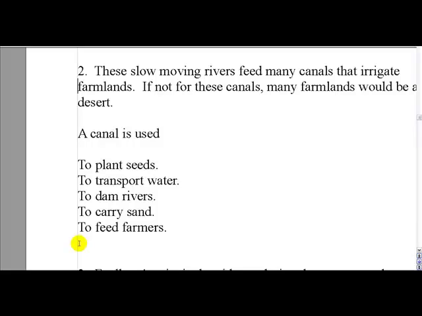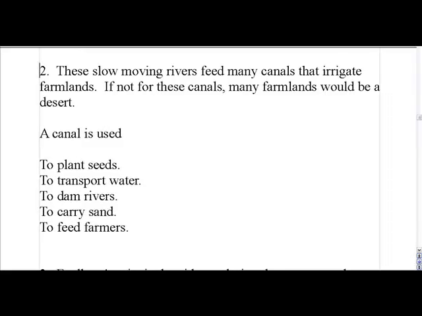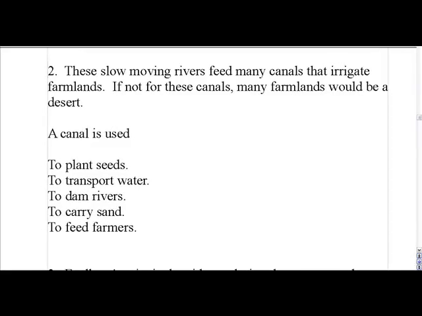The question here is, what is a canal? These slow-moving rivers feed many canals that irrigate farmlands. If not for these canals, many farmlands would be a desert. Now we know that canals irrigate farmlands, and we know that canals prevent farmlands from being a desert, and we know the opposite of desert is an area that has water, so canals have something to do with water.